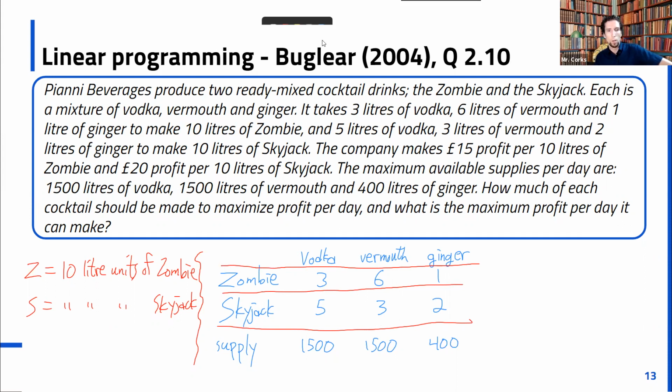Now, how does this help us? What can we do with this information now that it's in a table? We can make 3 inequalities. Okay, tell me what one of them would be. 3z plus 5s is less than or equal to 1,500. And we can see from the numbers, that's just coming from this vodka one. So there's a limit to how much vodka this company has available to make drinks.